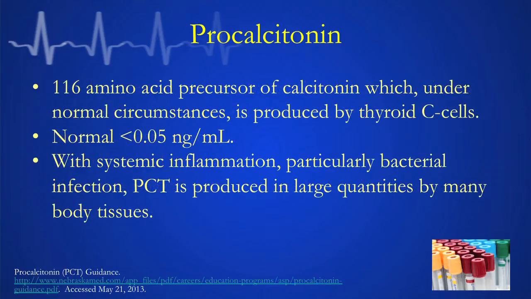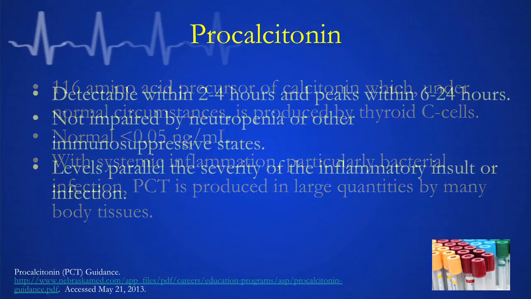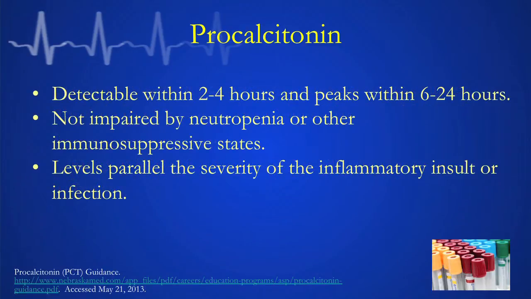So what is procalcitonin? It's a 116 amino acid precursor of calcitonin, which under normal circumstances is produced by your thyroid C cells. Normal is less than 0.05. So that's a number that we're going to keep in mind. With systemic inflammation, particularly bacterial infection, your procalcitonin is produced in large quantities by many body tissues, including those thyroid C cells. This is really fascinating.